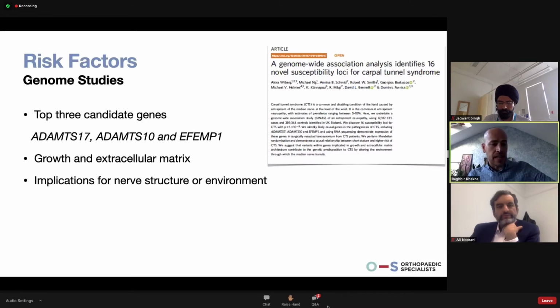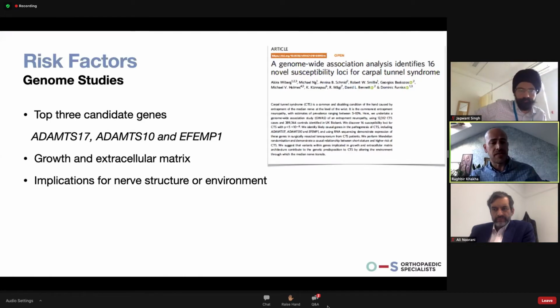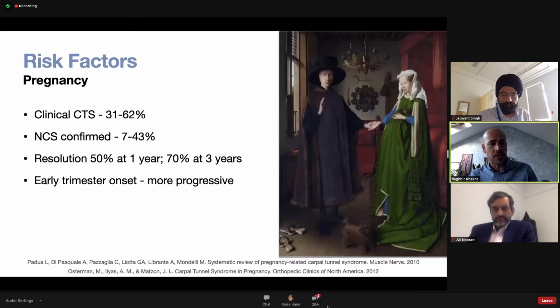And then more recently, again, work from Oxford using genome-wide association studies, where thousands and thousands, up to I think 12,000 in this case, tissue samples from carpal tunnel patients were compared to controls from biobanks, and clever studies looking at the genome associations. And some particular genes have been identified, and these have been responsible for growth and extracellular matrix. And these genes have had implications for the nerve structure and the environment surrounding the nerve. So further work hopefully will reveal more along these lines.